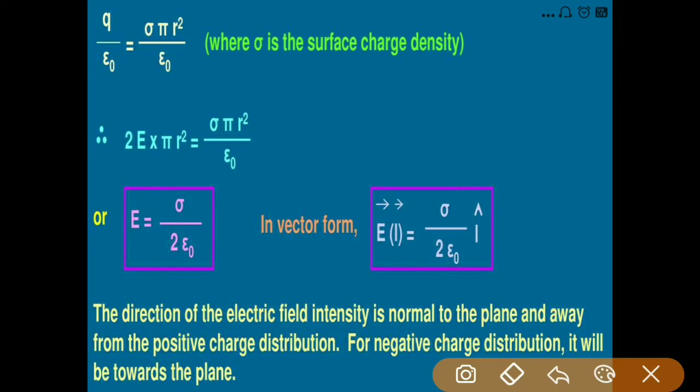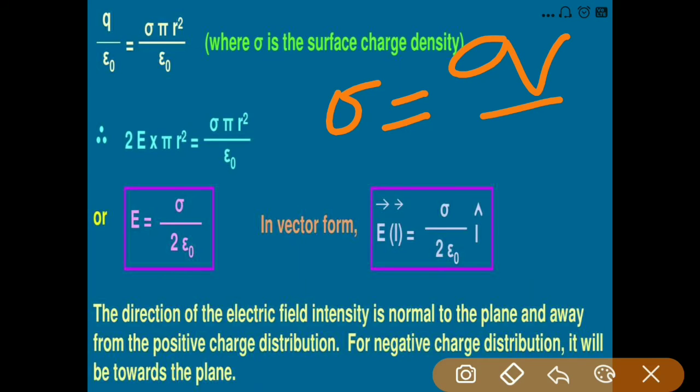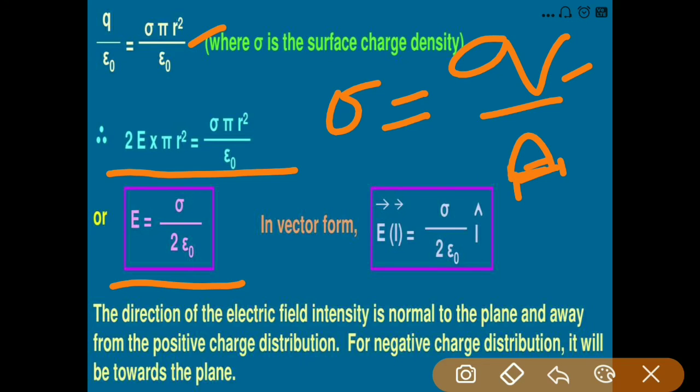Now this closed integration E dot ds is equal to Q upon epsilon naught, which is the Gauss law. So here we will put the value of Q, because sigma is the surface charge density. The surface charge density is the charge per unit area. The area here is pi r square, so A is equal to pi r square. So the value of Q you will put is sigma into pi r square. Putting the value in the Gauss law, you will get 2E into pi r square equals sigma pi r square upon epsilon naught. After simplification, you will get E is equal to sigma upon 2 epsilon naught.